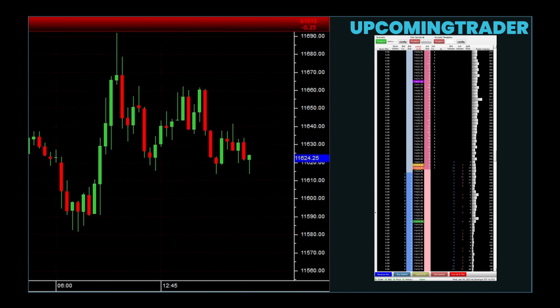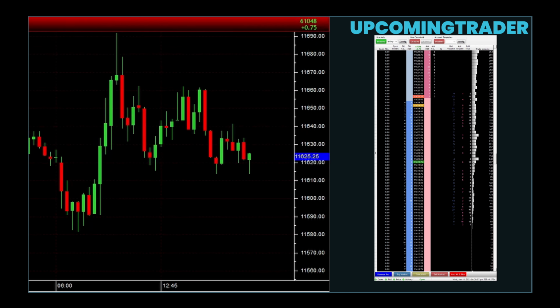The P-shaped profile and B-shaped profile are also commonly seen in time price opportunity charts. A P-shaped profile forms when the market initially consolidates, followed by a breakout to higher prices, resulting in an elongated profile with a bulge towards the top.